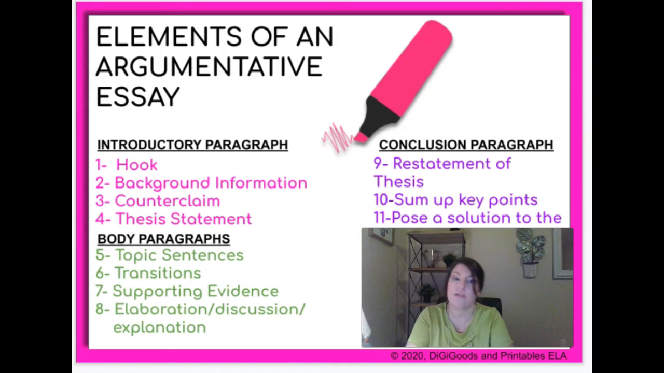Here's the basic structure of an argumentative essay. In the introductory paragraph, you'll always find a hook and background information, and sometimes a counterclaim, or some people call it a counter-argument. Some people create a paragraph of its own for the counterclaim, and some people like to put it in the introduction and introduce it immediately. And you'll always find a thesis statement. In the body paragraphs, you'll always find topic sentences, transitions, supporting evidence, or elaboration, which some people also call discussion or reasoning or explanations. And in the conclusion paragraph, it's always good to restate the thesis, sum up key points, and sometimes it works to pose a solution, but not always. And a really good writer knows how to revisit the theme of the hook to bring the essay full circle.